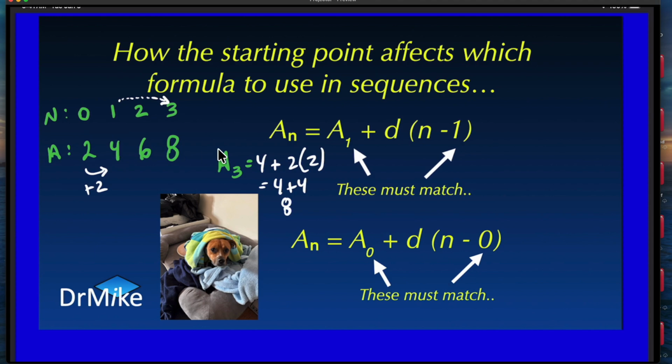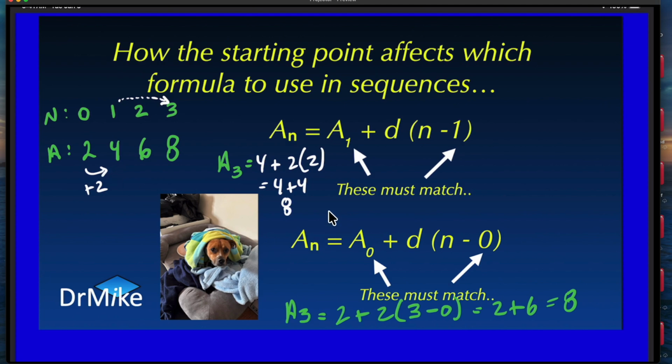Now look, we can get the same answer on the bottom using this formula, but this time if we're trying to find a sub 3, and we're starting with the a sub 0 value, so the a sub 0 value here would be 2. It's going to be 2 plus the common difference times n, which is 3, minus 0. Now we're going to have 2 plus 6 equals 8. So you get the same answer.